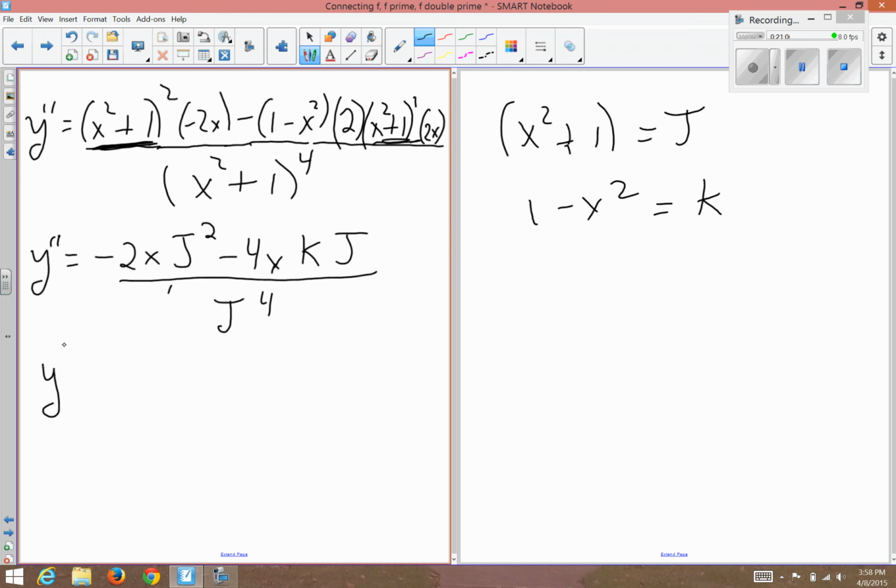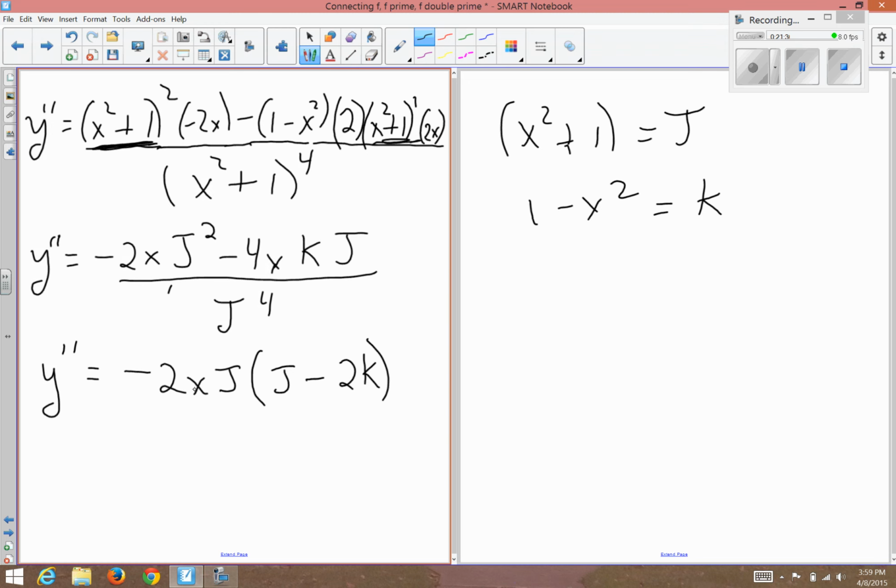If I do this, it makes it easy for me to simplify, because then I can see that both of these are negative, so I'm going to factor out a negative. Both of these are even numbers, 2 and 4, so factor out a 2. Both of these have x, so I'm going to factor out an x. And they both have j to the first power. When all of that is factored out, what's left here is j minus 2k. So just double check.